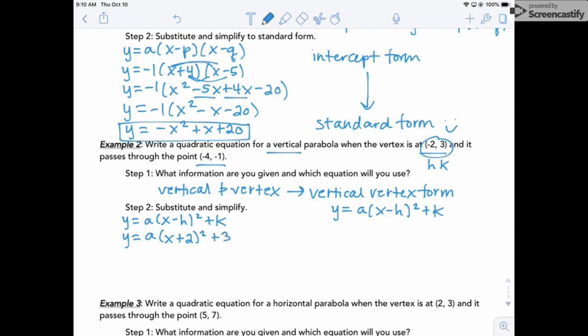So here's where this gets a little bit different, and this is where this point, -4, -1 comes in. What we have to do next is we don't know that a value. So I have to borrow that point, -4, -1, to plug in for my x and my y so that I can solve for a, because we have no idea what the a is right now, and this is the only way to figure it out. We know it passes through that point. We know that's part of the quadratic somewhere. We're going to borrow that to solve for a.